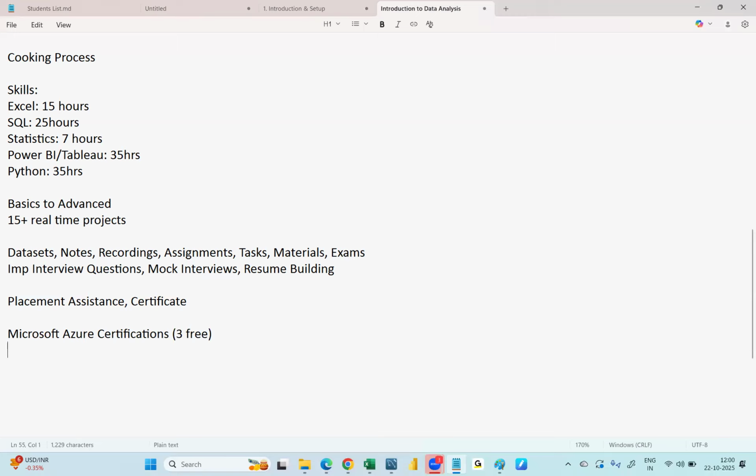But there are some free certifications present. Those free ones we will try to get, that would be more important for us. So how to clear them and how to prepare for that, I will help you out. That help also we are providing from my side.